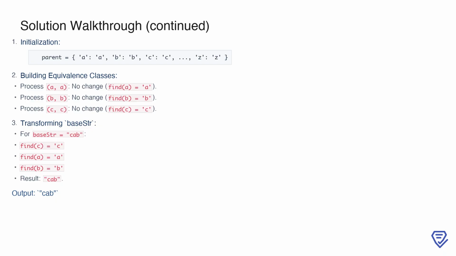Transforming base str equals cab involves finding the parent of each character. For C, A, and B, their parents are C, A, and B, respectively. This means the transformed string is the same as the original, cab. This case illustrates that the solution preserves the structure of already equivalent strings without unnecessary modifications.